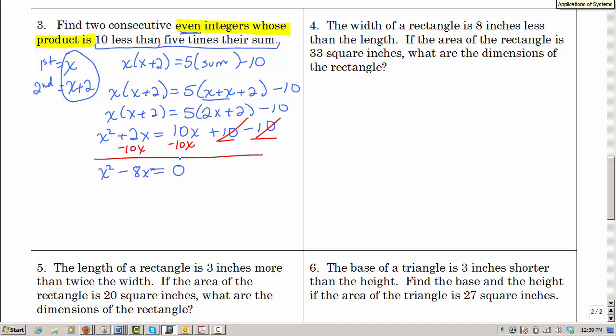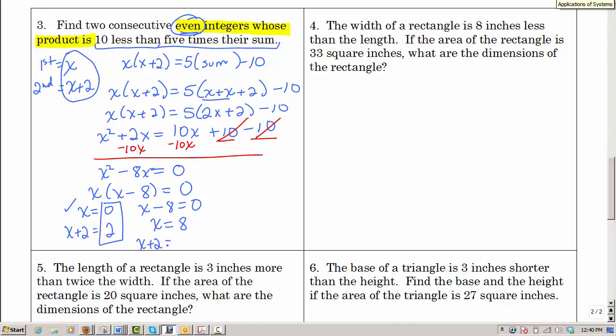I don't have a trinomial. I have a binomial. What type of factoring? GCF. So I set both equal to 0 and solve. What am I looking for? Even. Well, x equals 0, that's even, and x plus 2 is 2. So that's one set of answers. And 8 plus 2 is 10. Those are also consecutive even integers. So that's another set of answers.